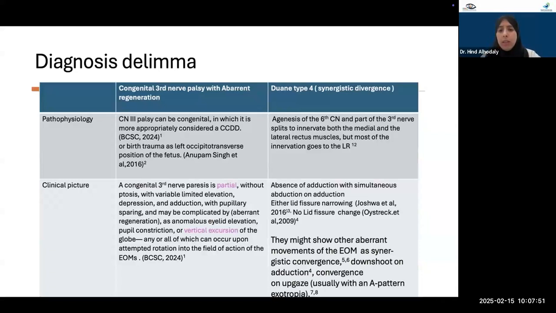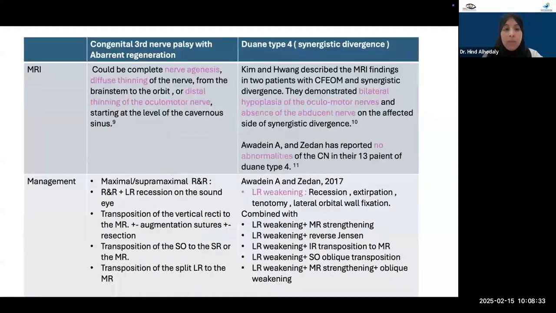In Duane type 4, it's usually absence of adduction with simultaneous abduction on attempted adduction. Regarding the lid changes in Duane type 4, I couldn't find many sources describing the lid. However, it was either lid fissure narrowing or no lid changes. And they might show aberrant movement of the extraocular muscles, such as a synergistic convergence or downshoot on adduction, similar to our patient, or convergence on upgaze with A-pattern exotropia, also similar to our patient.